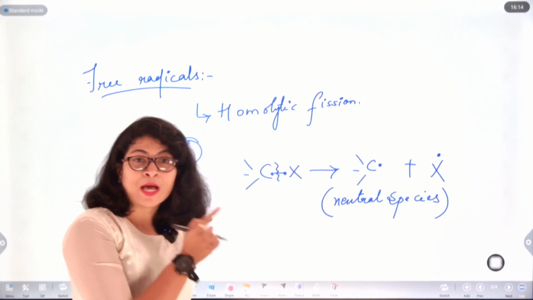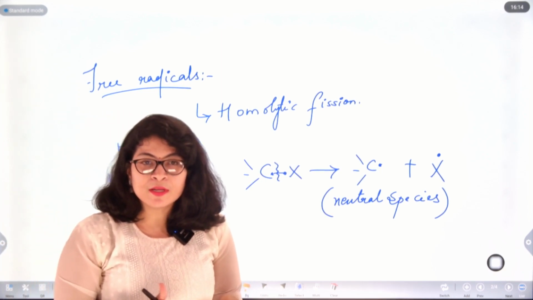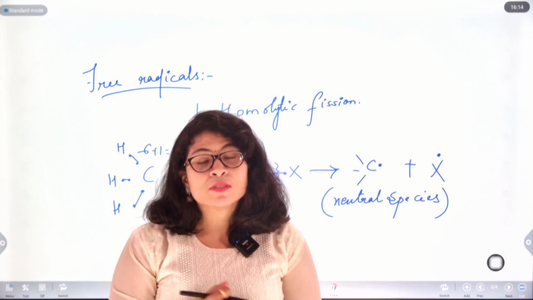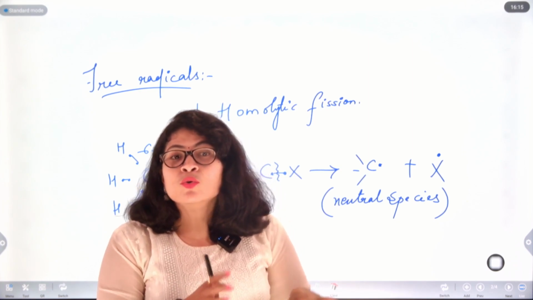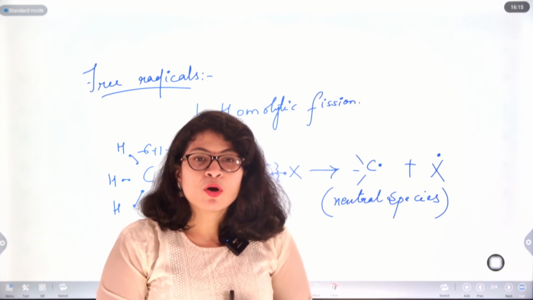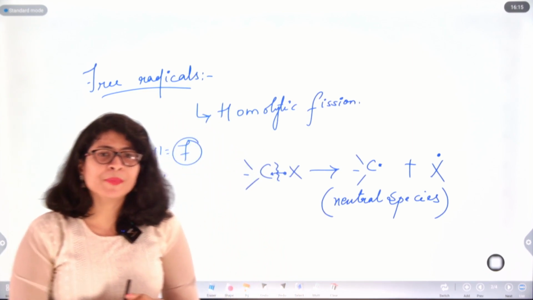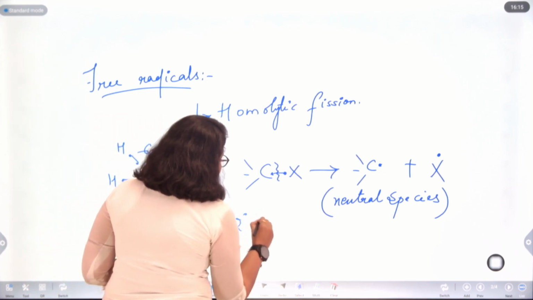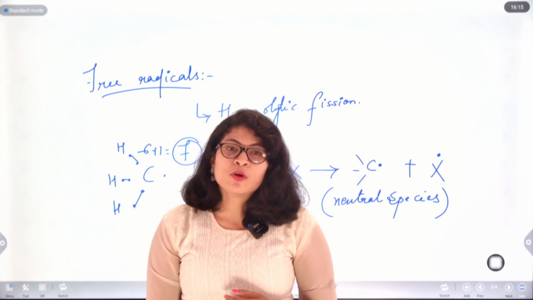Now see, carbocations were formed after the carbon atom lost electrons, so the carbocation was deficient in electrons. This free radical is also deficient in electrons. So free radical shows most of its similarity to carbocation, because both carbocations as well as free radicals are electron deficient. So if I compare the stability order, it follows the same: 3 degree greater than 2 degree greater than 1 degree, just like our carbocation, because both are electron deficient species.